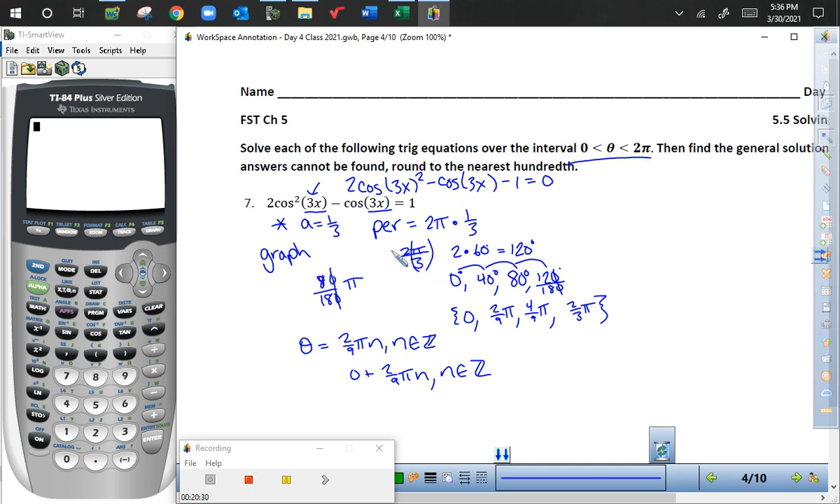Okay, that's one thing you do have to watch for. When you're generalizing these, you can't just assume it's 2 pi. You have to use the period that we found in the first step. Okay, so be careful for that.